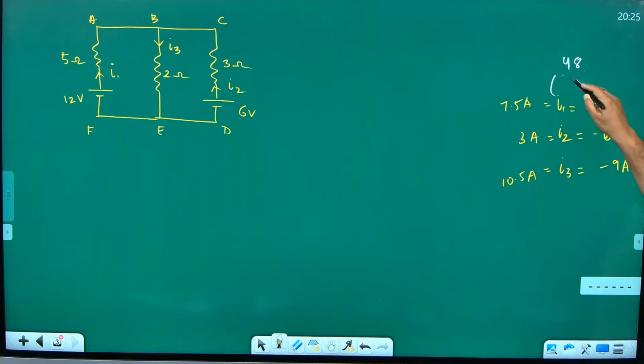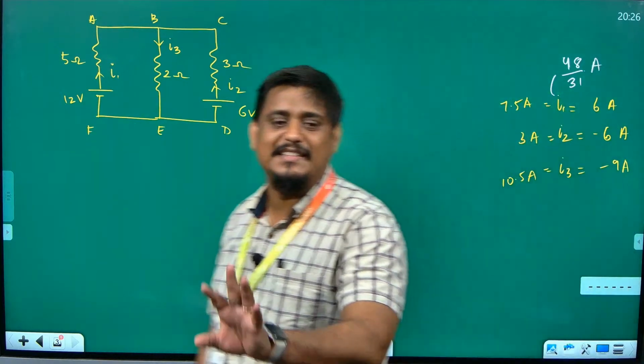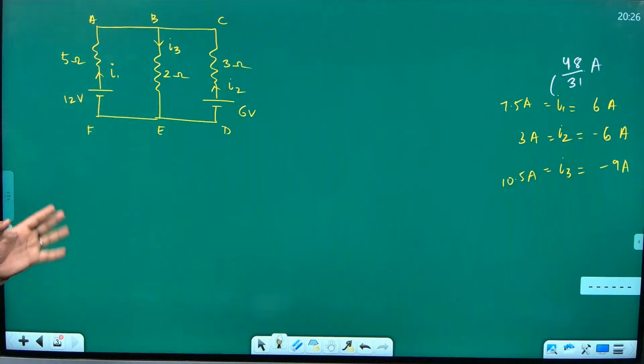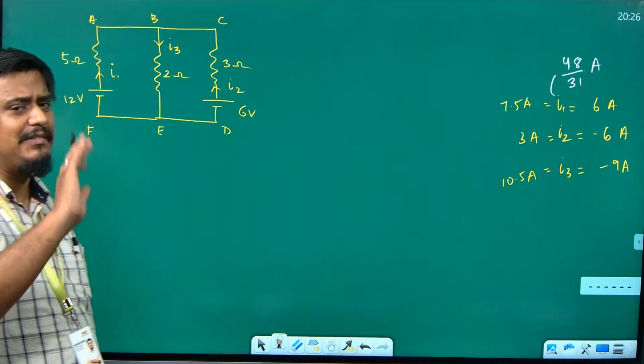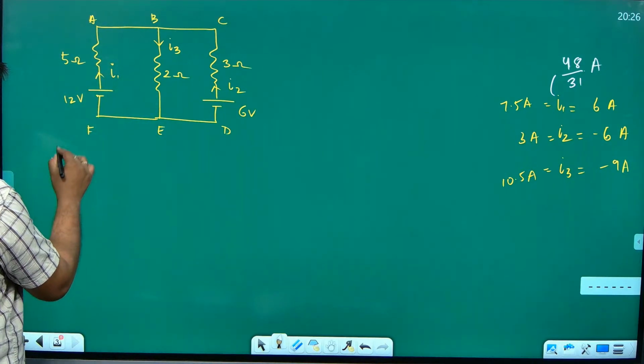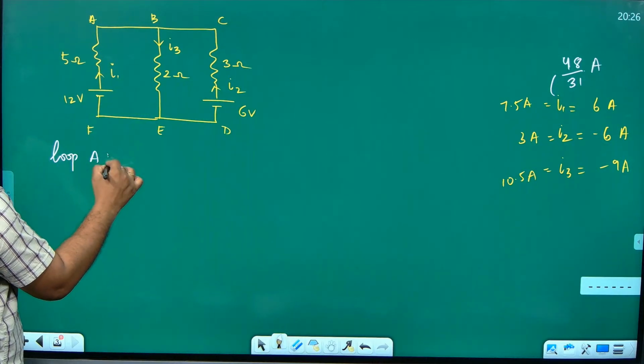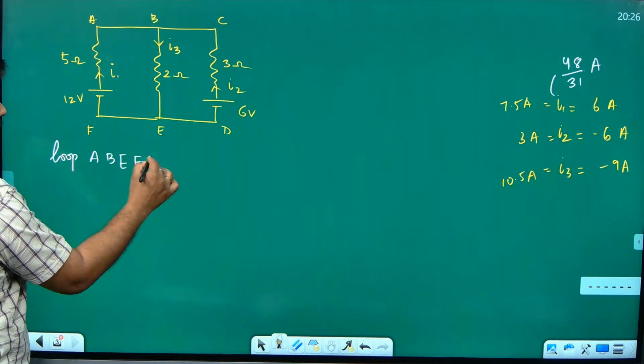Krishna, what is your answer for I1? I'm getting 3 amperes, sir. I also got 40 by 31 amperes. Okay, so everybody is getting their own answers, right? Now let me solve. I will solve now and you check what mistakes you have made. I cannot take all your loops. You have taken different loops. But let us see whether the answer comes or not. So I am taking loop A, B, E, F, A.